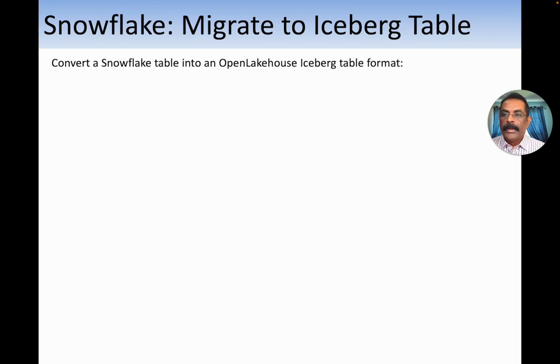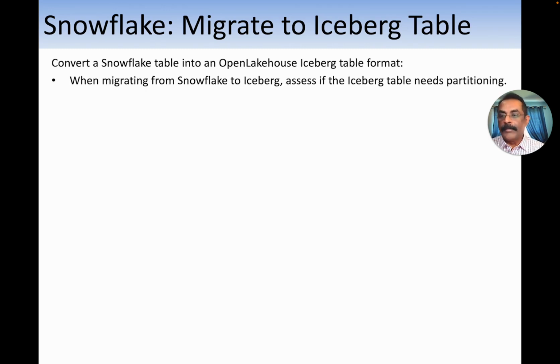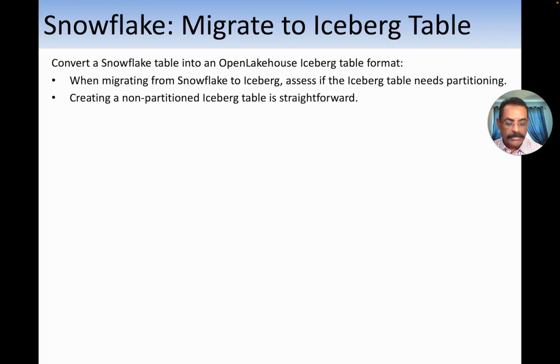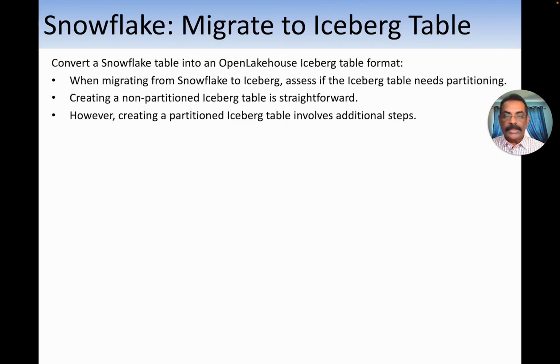Okay, so convert a Snowflake table into an Open Lakehouse Iceberg table format. That is our goal today. When you're migrating from Snowflake to Iceberg, assess if the Iceberg table needs partitioning. If it is not partitioned, it's easy, just export and then create an Iceberg table. But the challenge is to build a partition table. So a non-partition Iceberg table is straightforward. However, creating a partition Iceberg table involves additional steps.